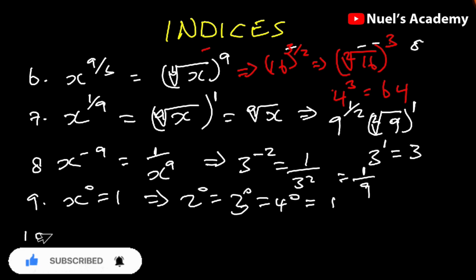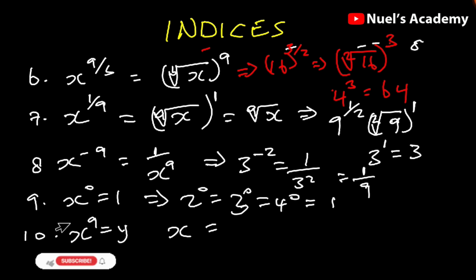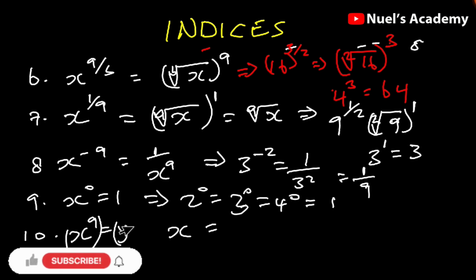So number 10, we have that x raised to the power a is equal to y. To find the value of x, that is to make x the subject of the formula, we write that x is equal to, now this is x to the power of a. To eliminate this a, we are going to raise both sides to the power of 1 over a. So a multiplied by 1 over a, this a and this a will cancel, so we only have y raised to the power 1 over a.